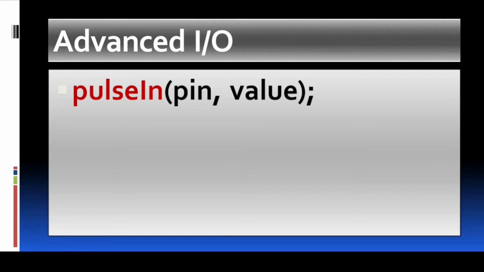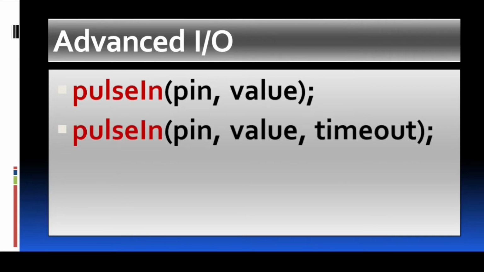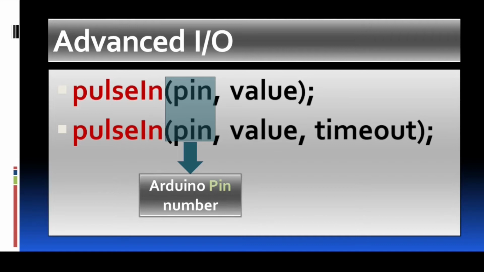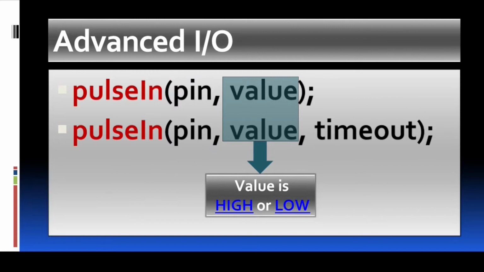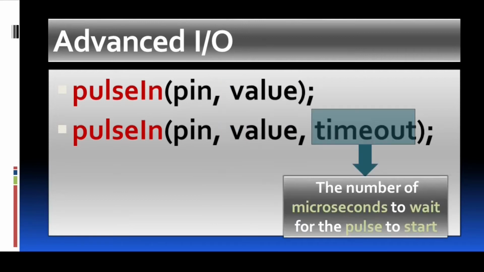There are two types of syntaxes as you can see on your screen. The first syntax, here is the second syntax. Here the first option is pin. You can choose any Arduino pin on which you want to detect the pulse, and here is the value. Either you want to know the duration of high pulse or low pulse. You can select here. In the second function there is the timeout, the number of microseconds to wait for the pulse to start. The second function is faster than the first function.